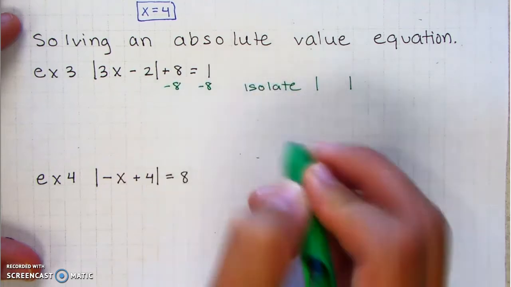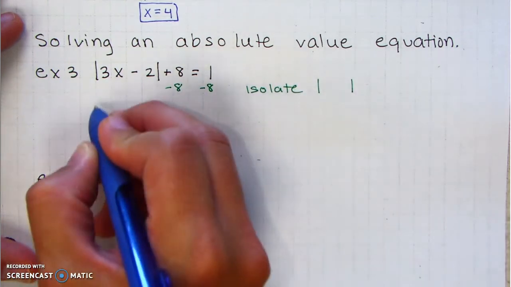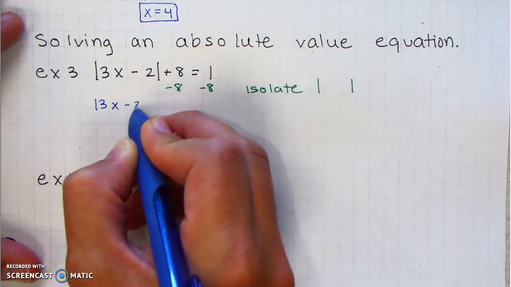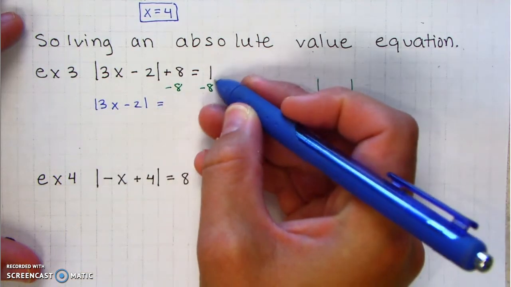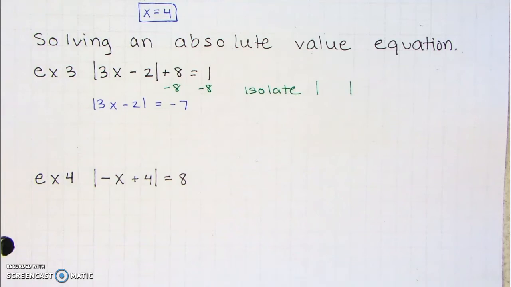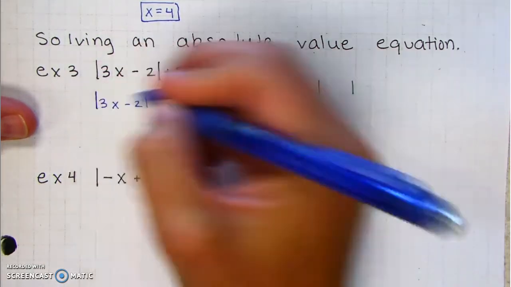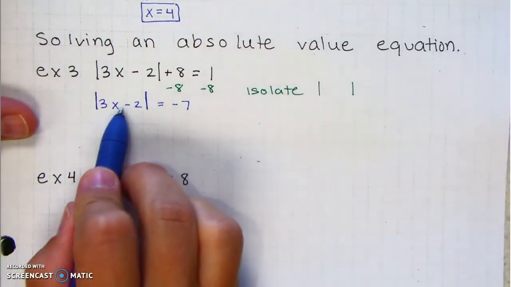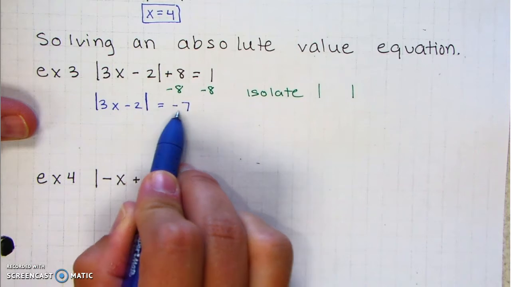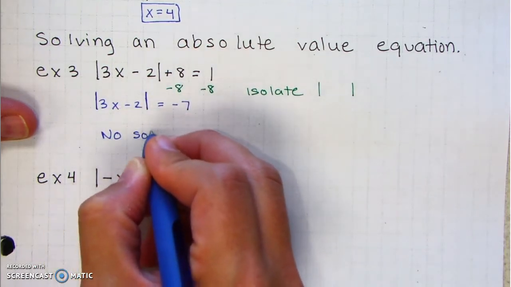Oh, I didn't pause. You guys, you need to pause in order to write the question down. So do that and then come back. Okay. So now we have |3x - 2| equals 1 minus 8 is -7. Okay, here's where students want to just keep going, but we have a big but. But can an absolute value ever equal a negative number? No, so no solution.